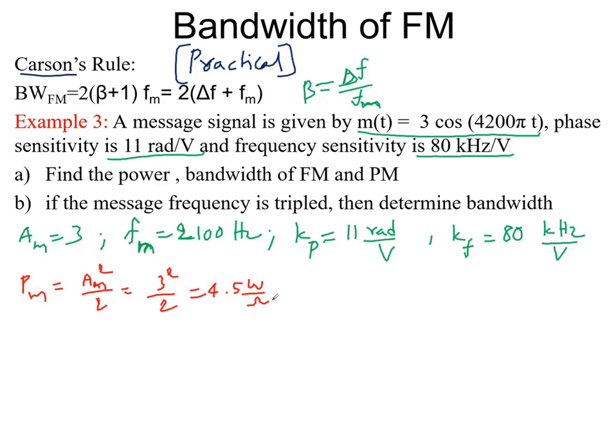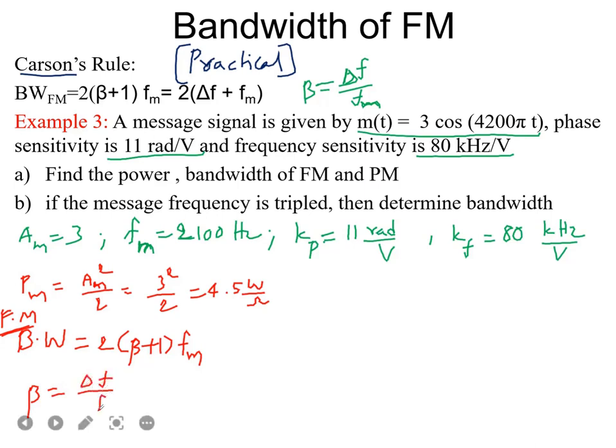Then you are asked to find the bandwidth of FM and PM. How will you arrive at the bandwidth for frequency modulation? The bandwidth relationship is 2 times beta plus 1 into the message frequency. And what is your beta? Beta is del F by message frequency. And how will you arrive at del F? Del F is your Kf times the maximum amplitude of the message, divided by the message frequency.